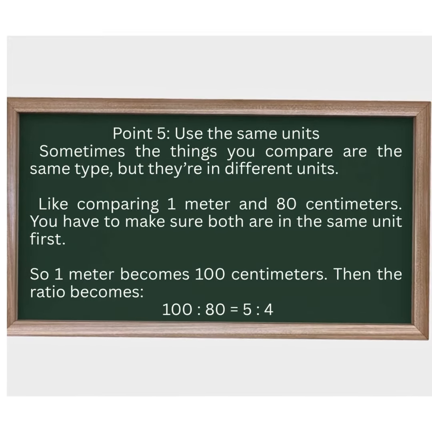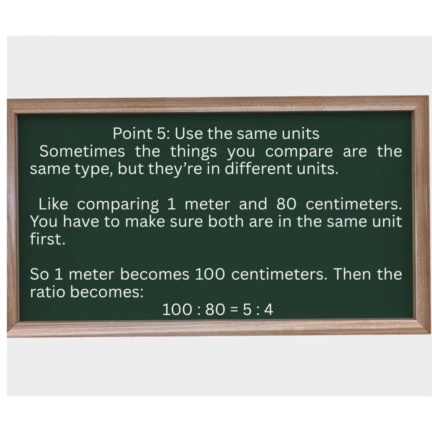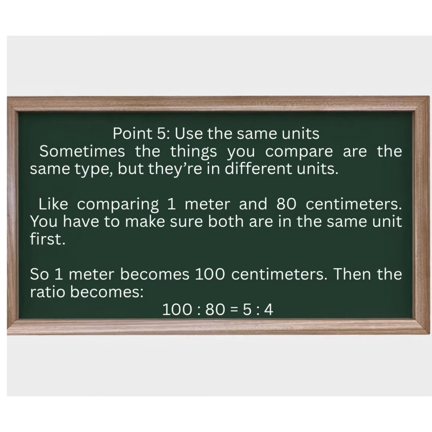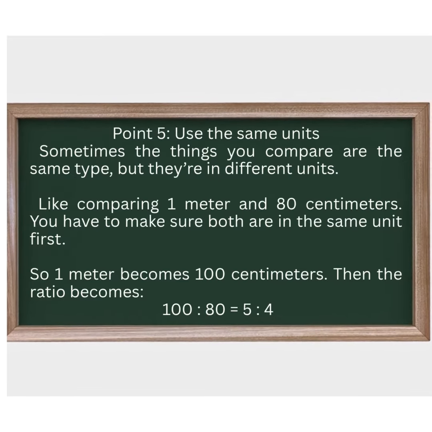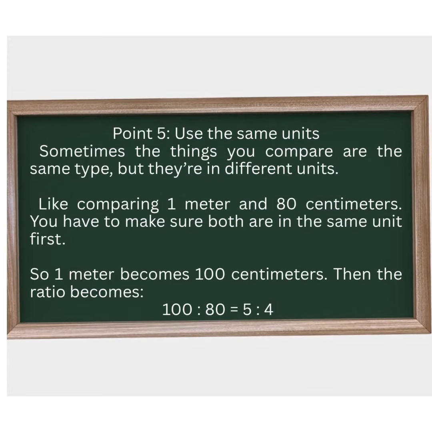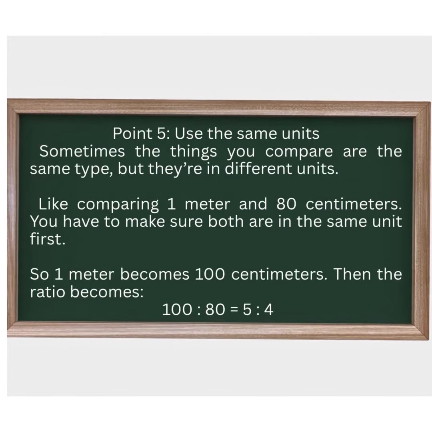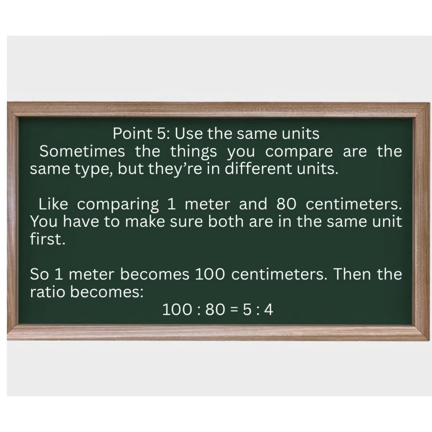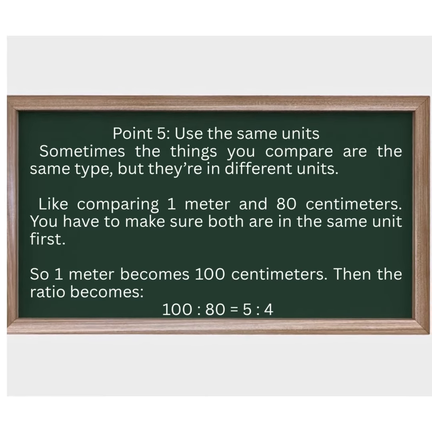Point 5. Use the same units. Sometimes the things you compare are the same type, but they're in different units. Like comparing 1 meter and 80 centimeters. You have to make sure both are in the same unit first. So 1 meter becomes 100 centimeters. Then the ratio becomes 100:80, which is equal to 5:4.